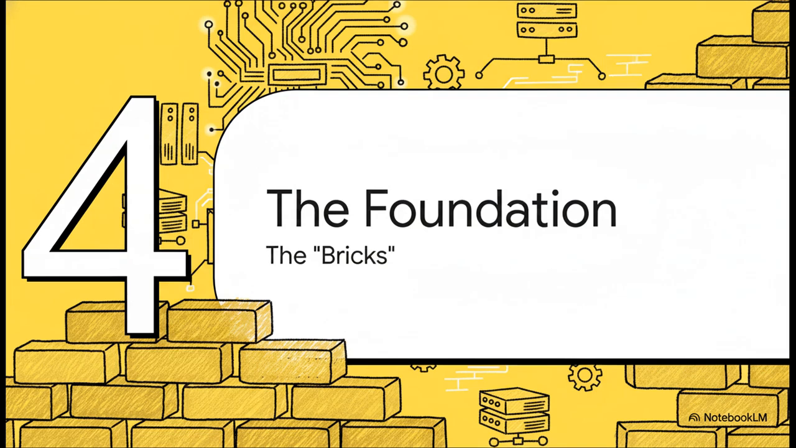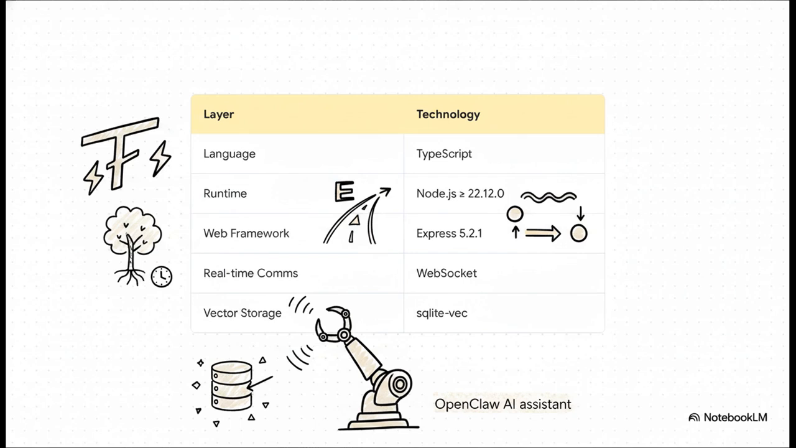So, we've seen the blueprint. Now let's look at the foundation. What are the actual technologies, the bricks that make this whole thing possible? A quick look at the tech stack shows a really modern and robust foundation. It's written in TypeScript, which helps prevent a ton of common bugs. It runs on Node.js, it uses the popular Express framework for its web server, and WebSockets for that absolutely critical real-time communication between the gateway and the nodes. It even uses a library called SQLite Vec, which gives it a super efficient way to handle vector storage, which is a special kind of database for AI memory right there on your local machine.